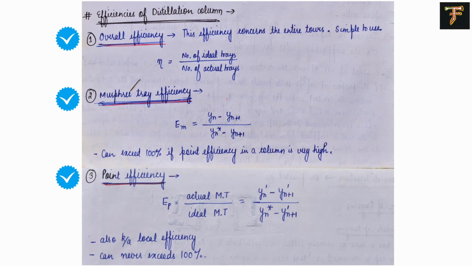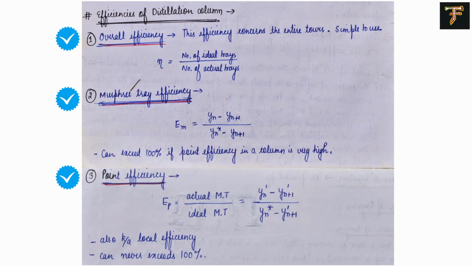Finally comes the point efficiency. In the point efficiency, we are talking about the individual points on one single plate. So far, first we said the complete efficiency of the whole distillation column, then we talked about the efficiency of the plate. Now we are going to talk about the efficiency on that plate at a specific point. The efficiency can be different also. It is decided on the basis of how big the diameter of the column is. But all I'm saying is the difference between the overall efficiency, Murphy efficiency, and the point efficiency.